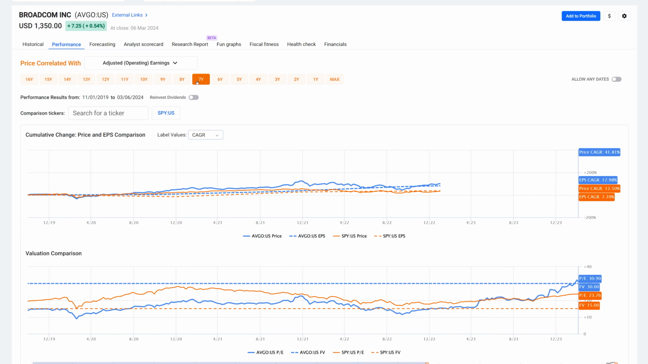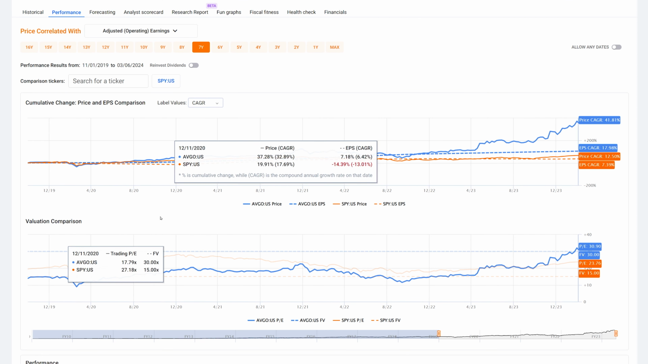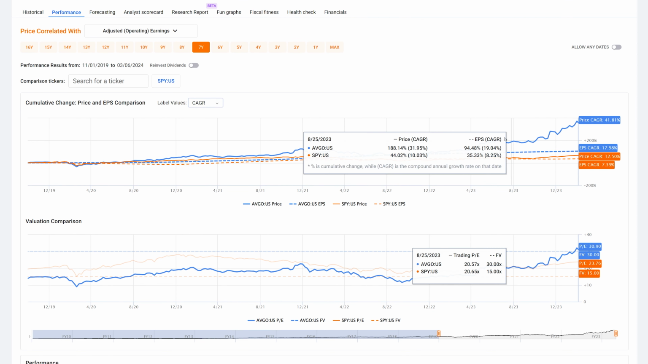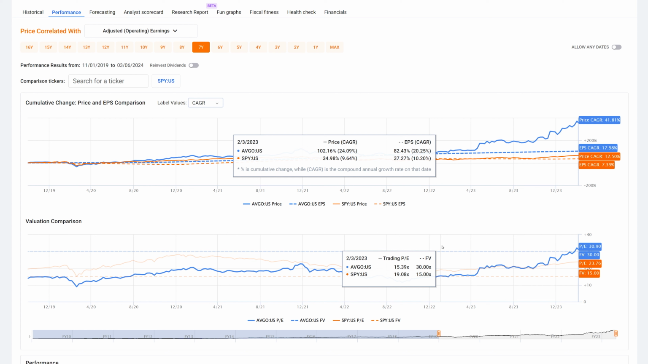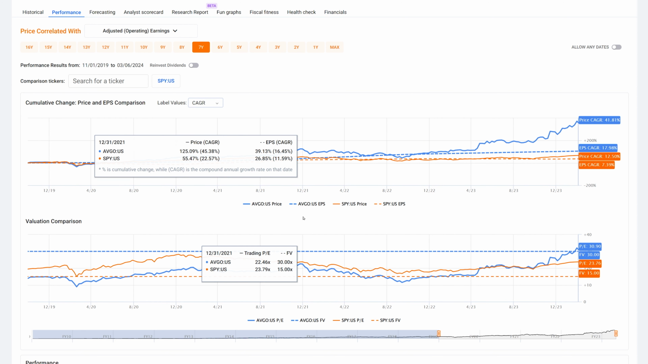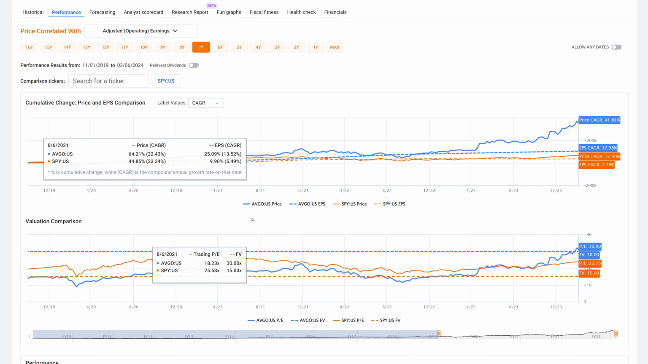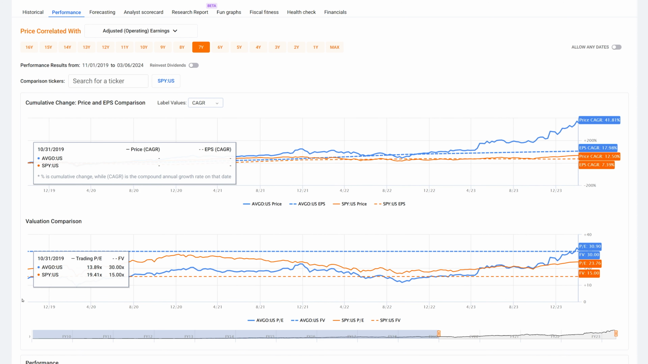Let's shorten that a little bit more, and we can see that more clearly, in that we have the blue line above the orange line in all aspects simply because we have faster growth and we had better valuations at the starting point. If you look at 2019 here, on October 31st, AVGO had a PE of under 14. The market still had a PE of almost 20, 19.41.